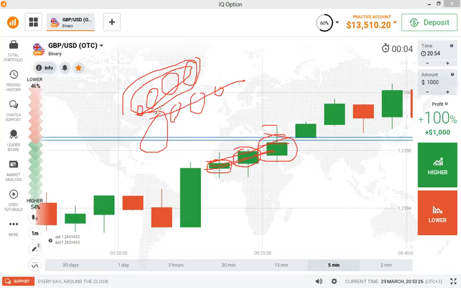But in a situation like this, where a strong candle is followed by a small candle, their strength is reducing, which means if they approach this level, it will reverse. So this is a strong momentum, while this is a weaker momentum.